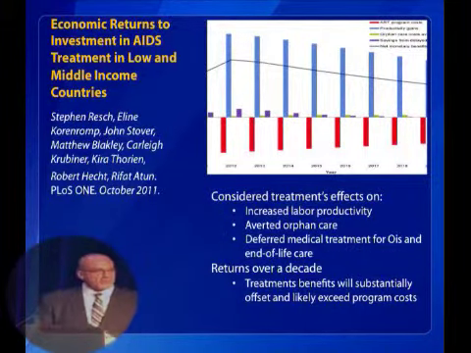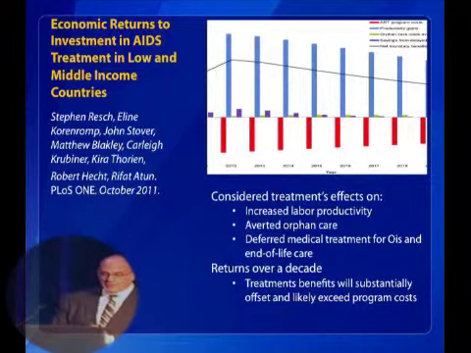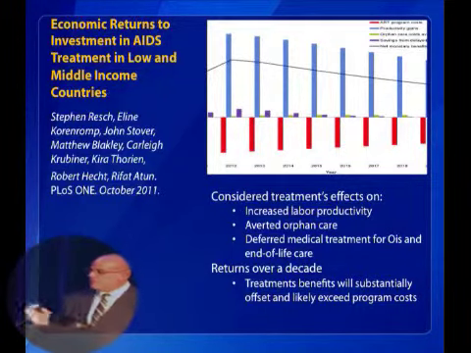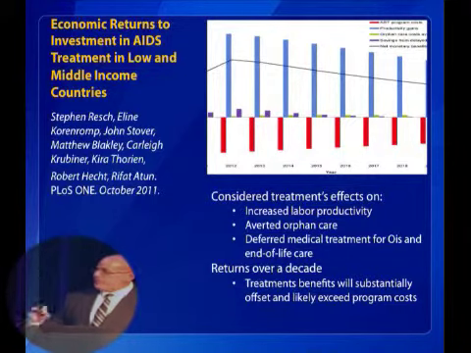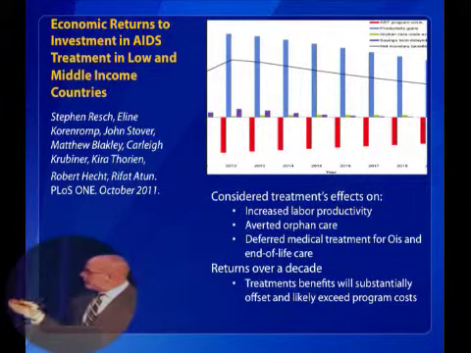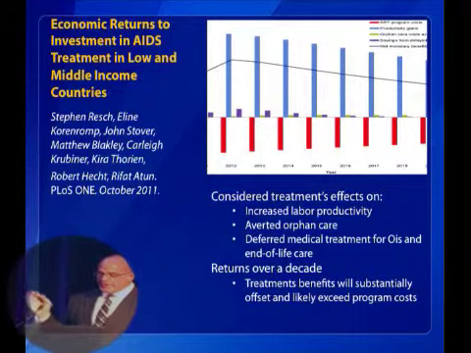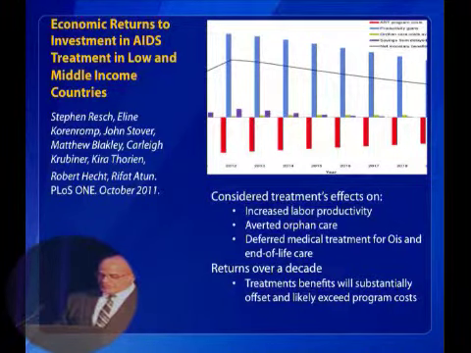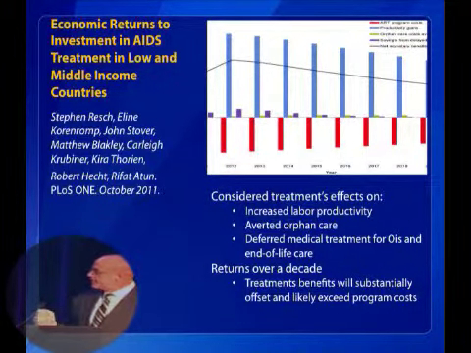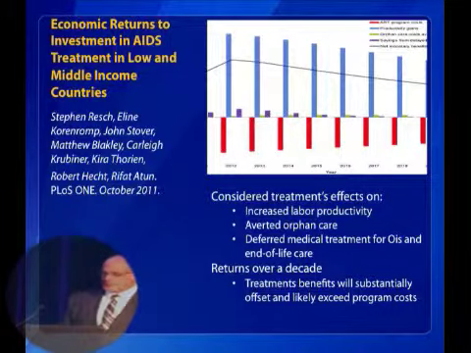I wanted to point out some other work, that of Steve Resch and colleagues, looking at treatment's returns and cost effectiveness from a different perspective, focusing on labor productivity, averted orphan care, deferred medical treatment for OIs, and end-of-life care. This study was done prior to consideration of the 052 findings. Here, treatment's benefits will substantially offset and likely exceed program cost over a 10-year time horizon.